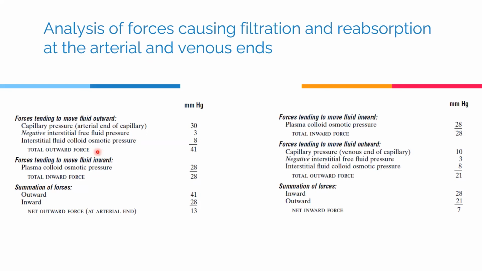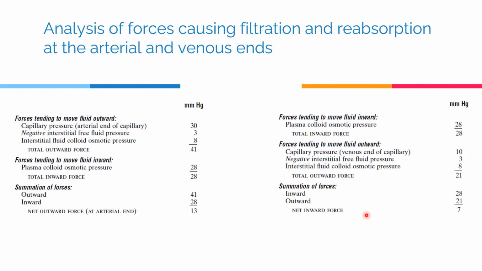So if we look into them, first, the capillary pressure at the arterial end is around 30 millimeters of mercury. The interstitial fluid pressure, which is negative, is around 3. And the interstitial fluid colloid osmotic pressure is 8. All of this combined gives the total outward force as 41 millimeters of mercury. On the other hand, the force which tends to move fluid inward is only the plasma colloid osmotic pressure, which is 28 millimeters of mercury. Thus, we have a net outward force at the arterial end of around 13 millimeters of mercury. So, 13 millimeters of mercury pressure is trying to force substances out of the capillary itself.